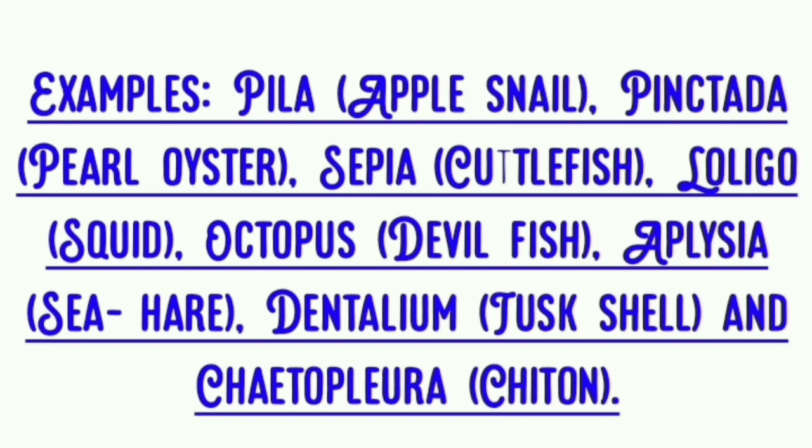Examples: Pila, apple snail; Pinctada, pearl oyster; Sepia, cuttlefish; Loligo, squid; Octopus, devilfish; Aplysia, sea hare; Dentalium, tusk shell; and Chaetopleura, chiton.